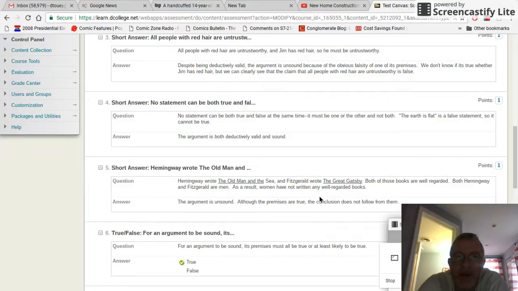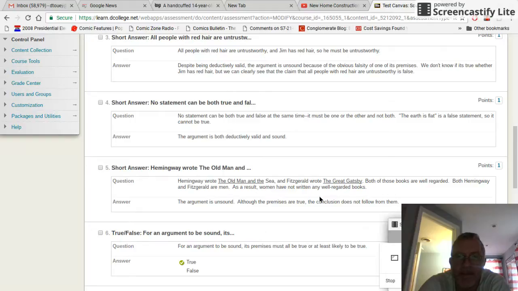Number 4: no statement can be both true and false at the same time. It must be one or the other and not both. That's our first premise. The earth is flat is a false statement, so it cannot be true. Well, one might say this is absolutely a sound argument, and that is, first of all, its reasoning is valid. It really only has two premises here.